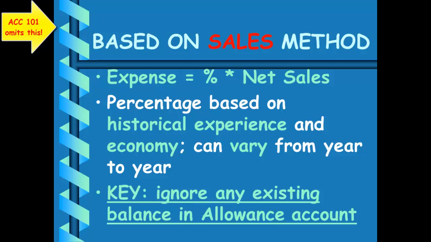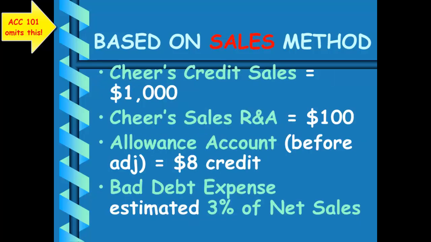You're trying to estimate how much is uncollectible from this year's sales. Any amounts that are uncollectible from prior year sales, they're already in the allowance account. We don't care about them right now. Let's do an example. What page are we on? 7. My credit sales are $1,000. The allowance account, before we do anything, has an $8 credit balance. Net bad debt expense is 3% of my net sales.